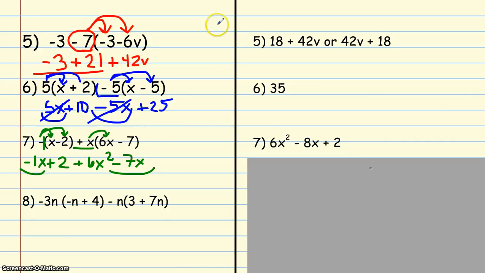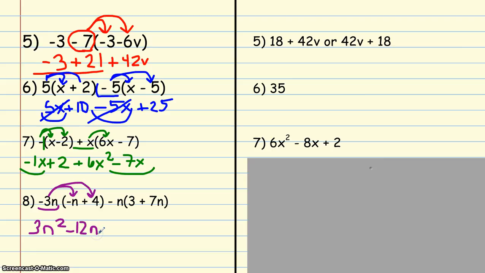And our very last example, we have negative 3n times the quantity of negative n plus 4. We're going to distribute negative 3n times each thing inside the parentheses. So negative 3n times negative n, negative times a negative is a positive. So we're going to have positive 3n squared. Negative 3n times positive 4 is going to give us a negative 12n.